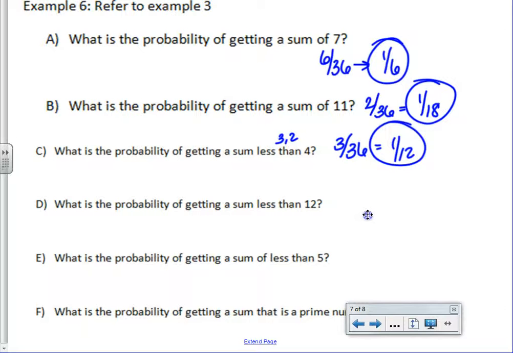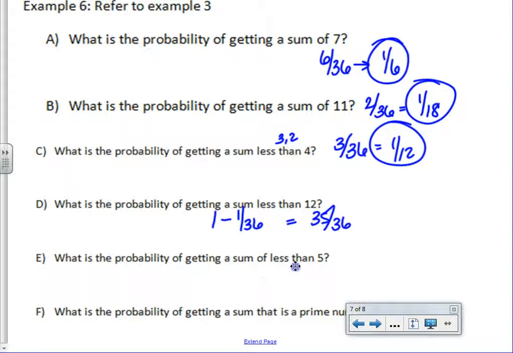I'm sure you guys can count with the best of them, so I'm moving kind of fast. A sum of less than 12. So what I'm actually going to do is find a sum of 12, which is 1 time out of 36, and I'm going to find the opposite of that, or the complement, which would be 35 out of 36. So only 1 time was it 12, that means everything else was less than 12. So 35 out of 36, easier than counting them all up.